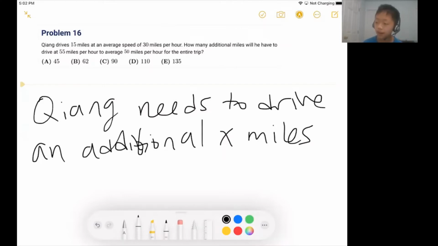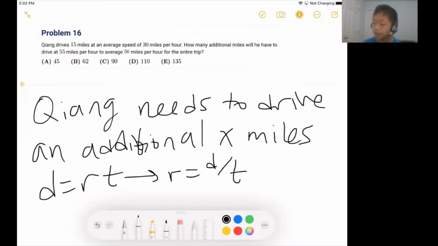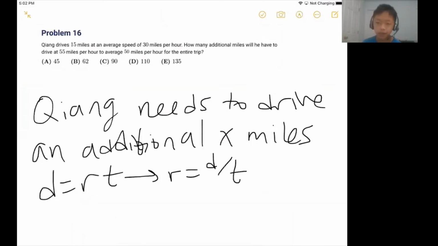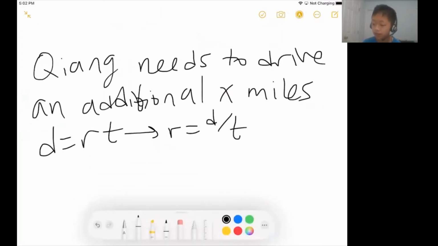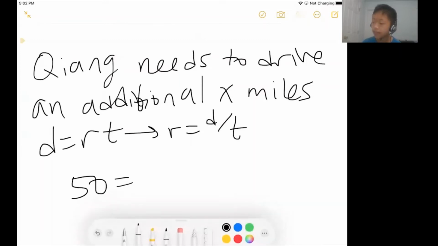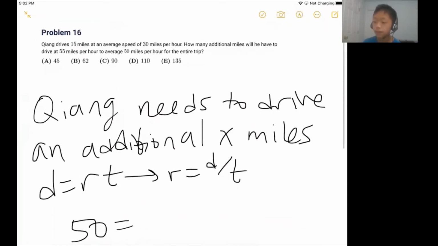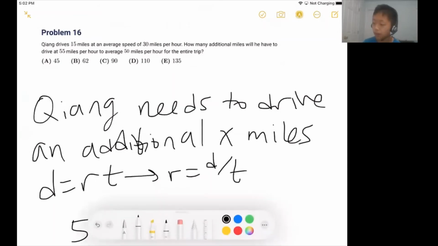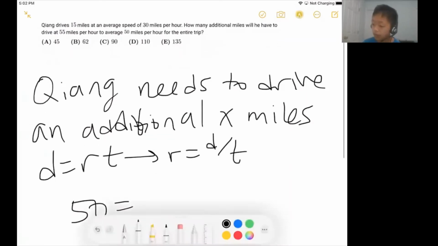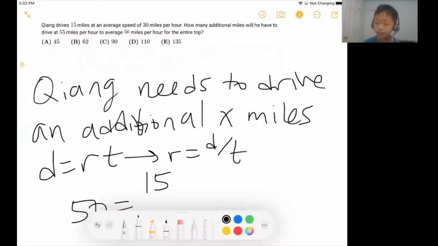We know distance equals rate times time, so rate is equal to distance over time. If he travels an average speed of 50 miles per hour for the entire trip, the rate is going to be 50. He first travels 15 miles at the beginning, that's what the problem told us, and then he drives another X miles. So his total distance traveled is 15 plus X.